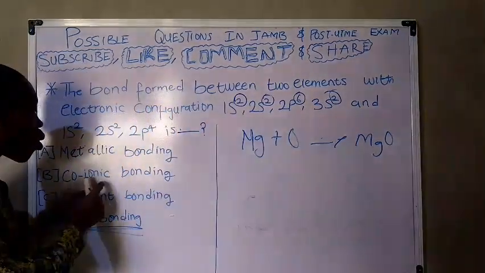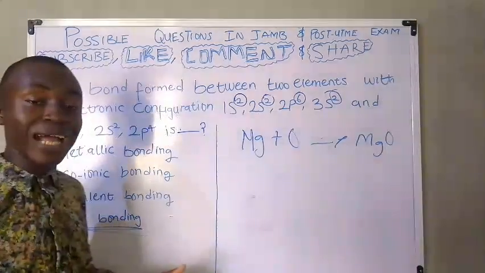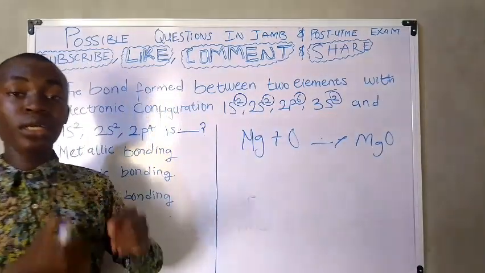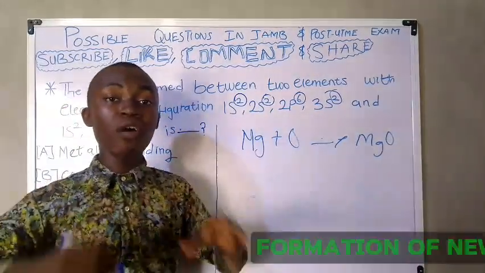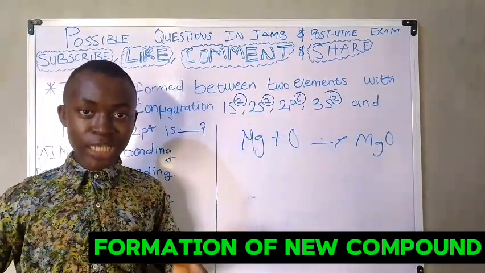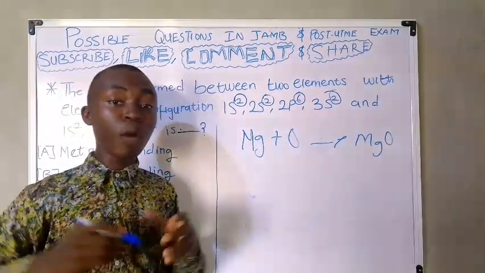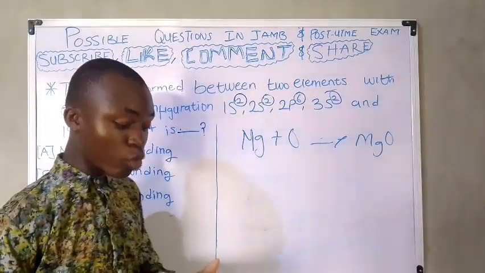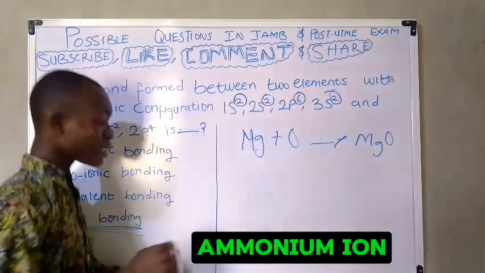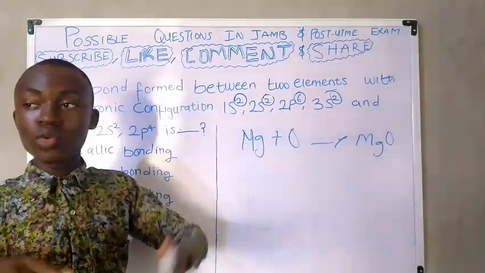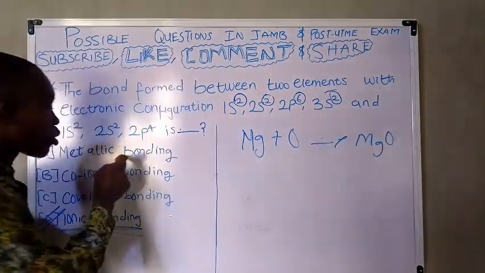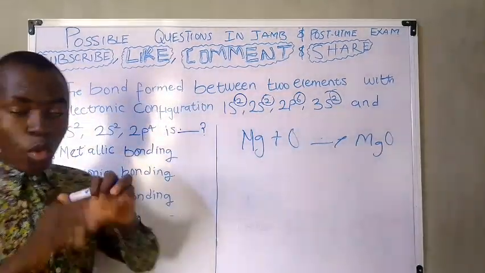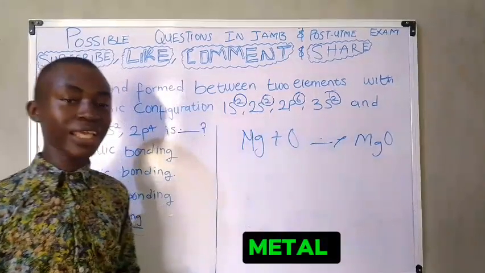Now, a co-ionic bond is a bond that involves the formation of new compounds, like ammonia forming the ammonium ion. It involves the formation of new compounds. Now, a metallic bond is the bond that exists only between metals. That should be it.